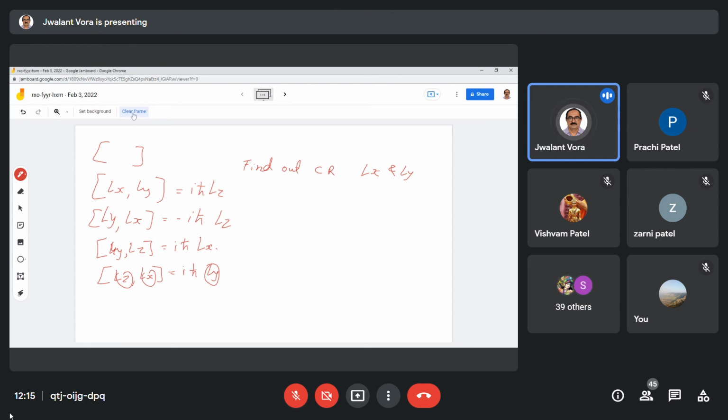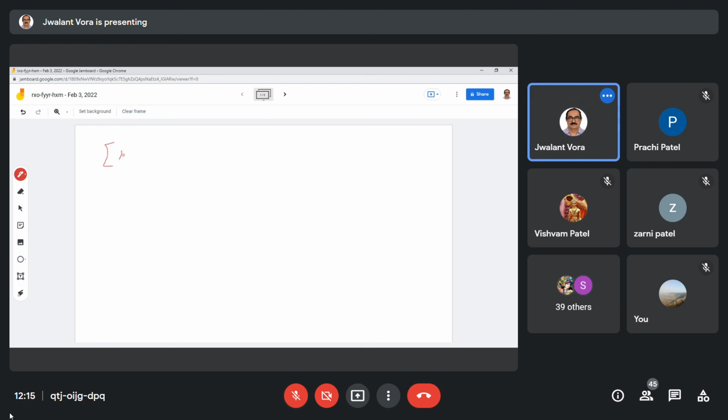Then the total angular momentum operator L squared with Lx, or Ly, or Lz, all values are equal to 0. In other words, prove or find out whether the total angular momentum operator and the angular momentum operator along the x axis commute or not. Commute means that it is equal to 0.